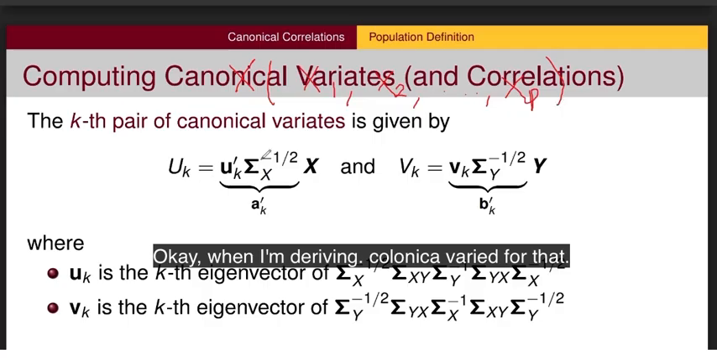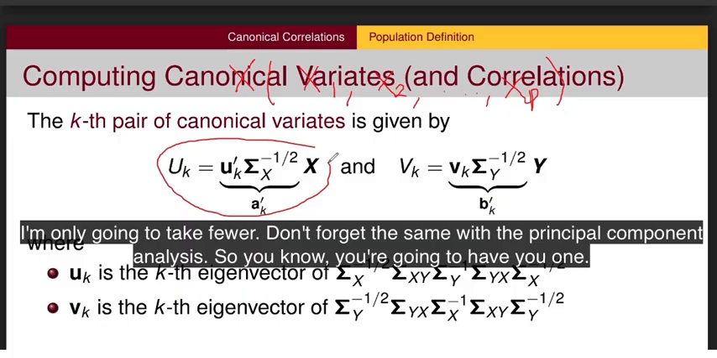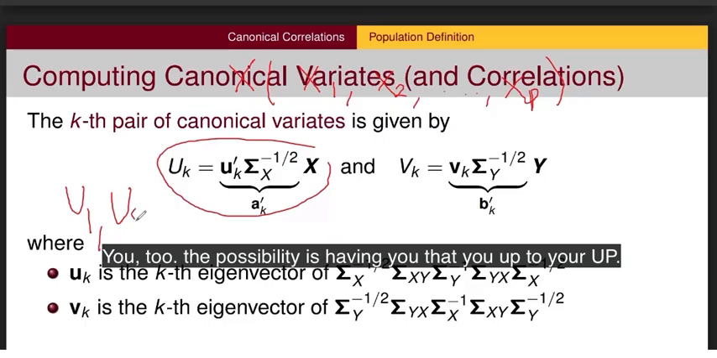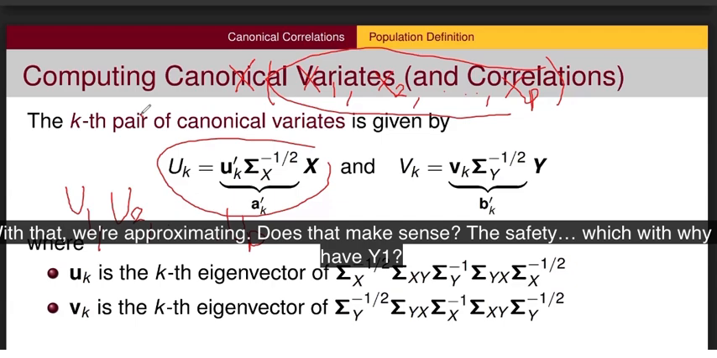Okay, when I'm deriving canonical variates, I'm not going to use U1 up to UP. I'm only going to take fewer ones. Don't forget, it's the same with principal component analysis. You're going to have U1, U2. The possibility is having U up to what? UP for X1 up to XP. But we are only going to take fewer ones because we are approximating. Does that make sense? The same thing with Y.